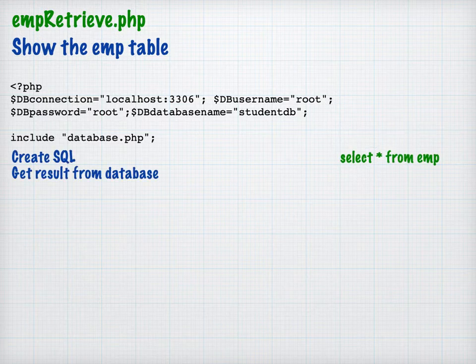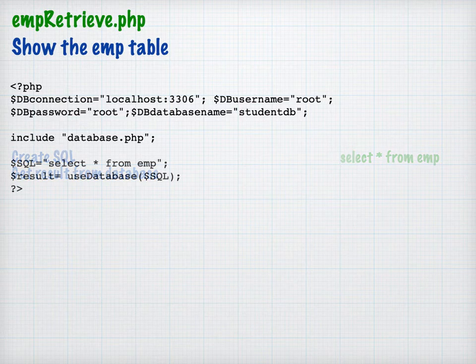Next up, we have to create our SQL, and then we get our result back from the database. Now, our SQL is simply going to be a string, and we can use any name we like for that. It's going to be a variable. It's going to look something like this. So I'm going to use the variable $SQL in capital letters, but it doesn't matter what name you choose. You can choose any name you like. If you wanted to call it SQL string, that would be fine.